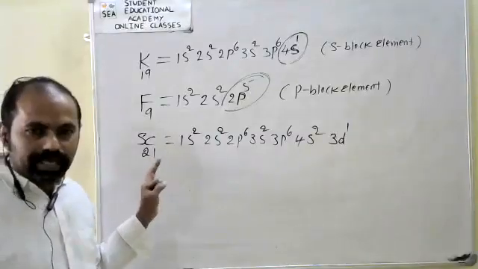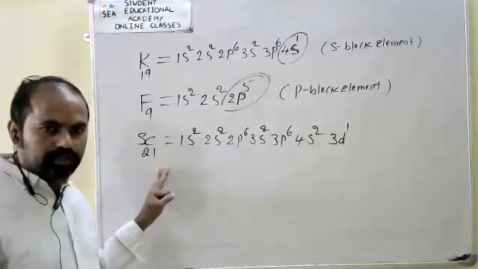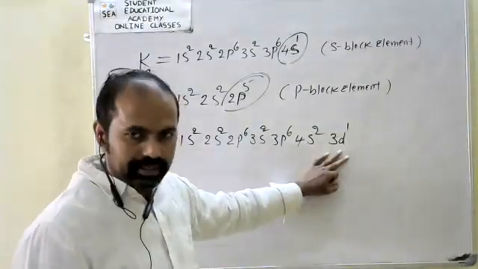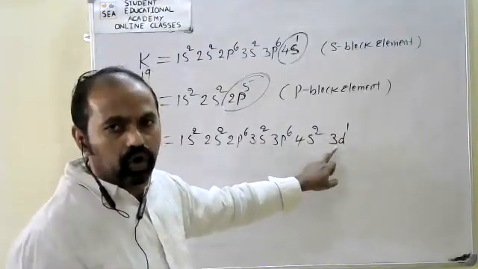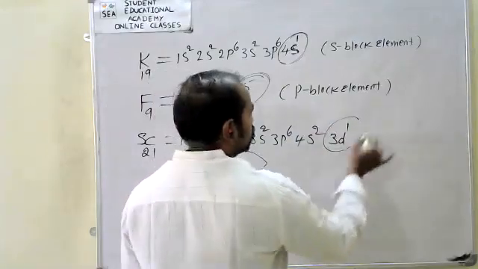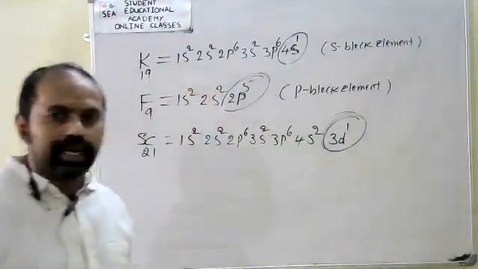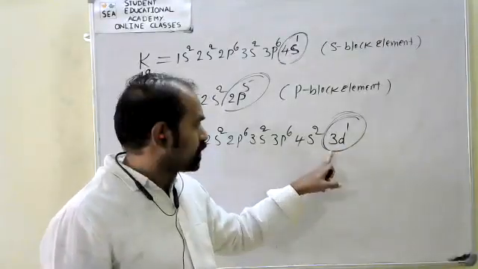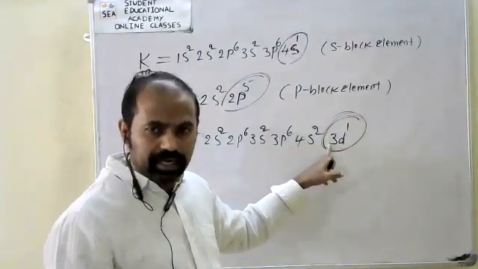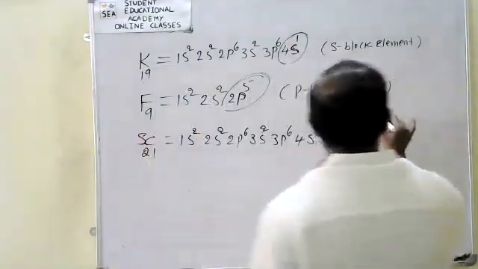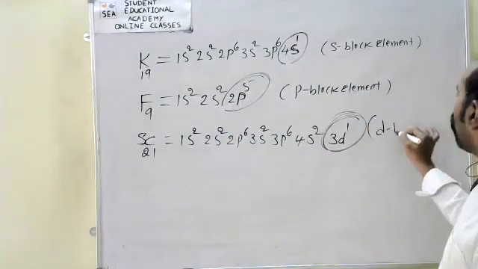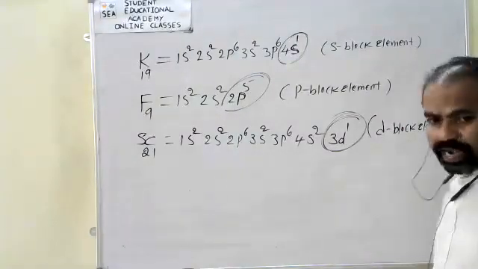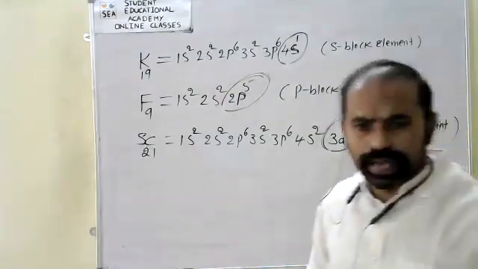According to the rule, scandium contains 21 electrons, filled in this order. Here the last electron entered into the D subshell. So scandium belongs to the D block element.